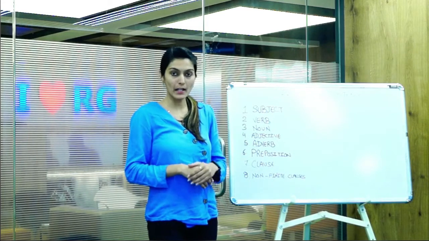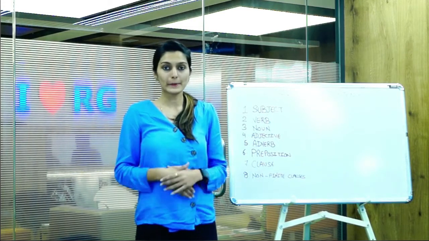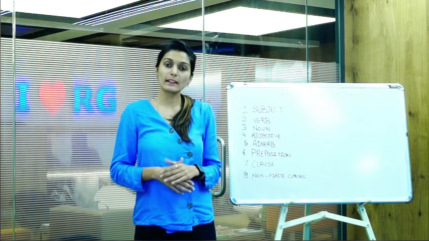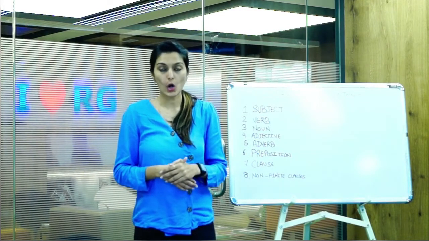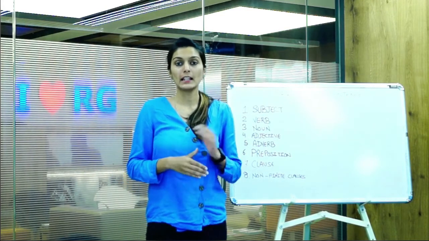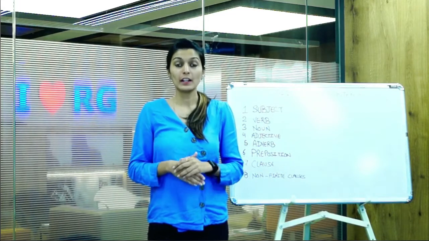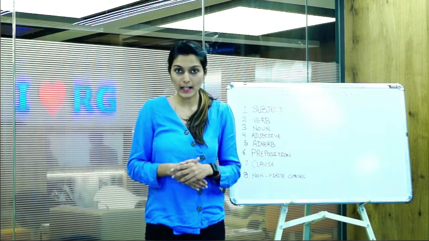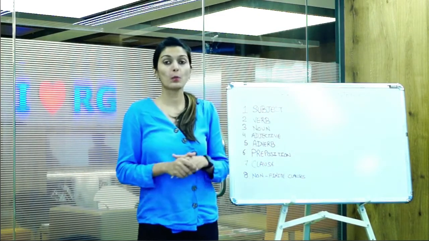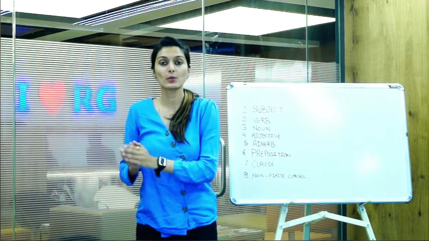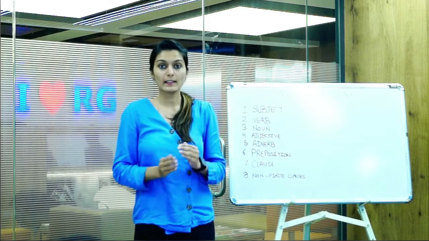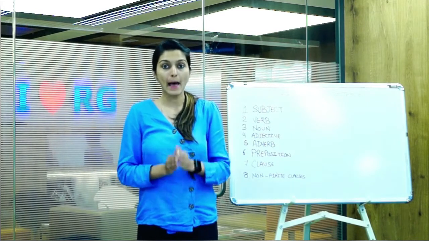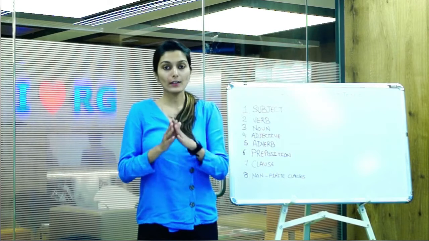Verb. Second part is verb. What is a verb? If you might have studied in Hindi or Gujarati grammar, you might be told that verb is kriya. We tell it kriya. So what is a verb here? Verb is an action word. The word that suggests the action that is happening in a sentence is called a verb.